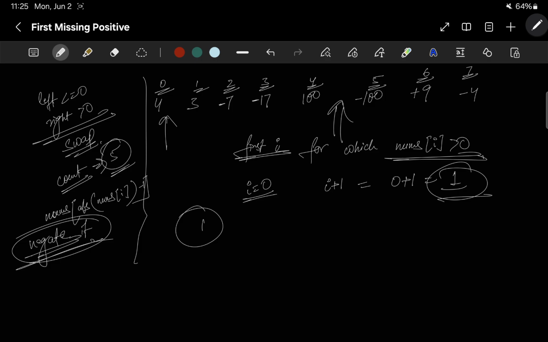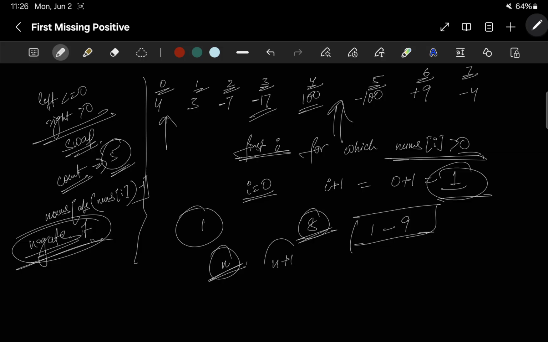You might ask why did we not do any calculations for 17 and 100, because they were out. So if you see, the size of the array is 8. So it means the array has only 8 elements. You will find the answer somewhere between 1 to 8 or 1 to 9 basically. Your answer will be somewhere between 1 to 9. Okay. So if your array has size n, your maximum answer can be n plus 1. Okay. So that's why 17 and 100 were worthless for us.